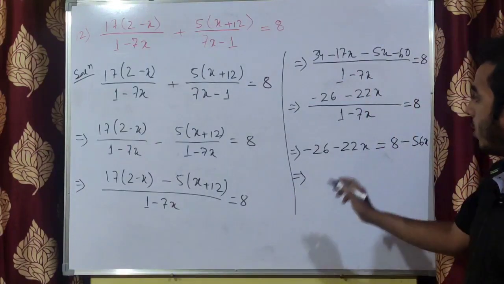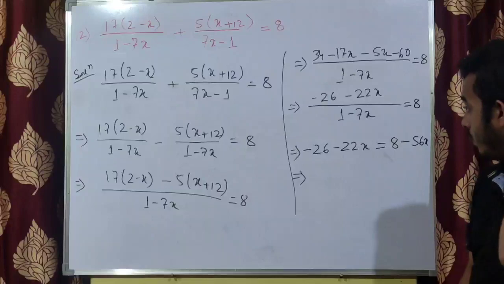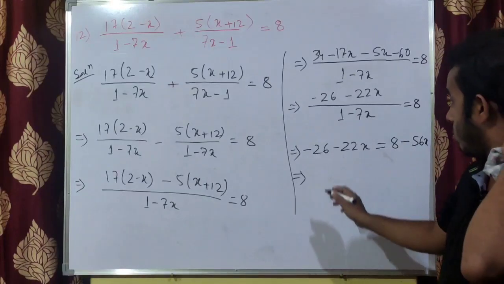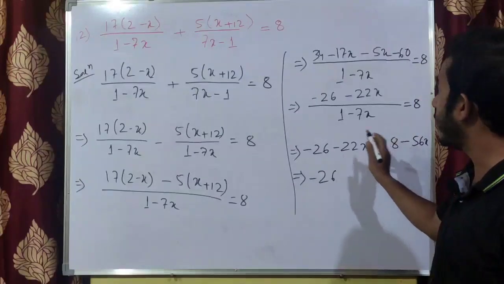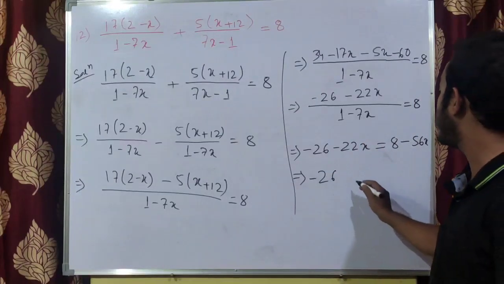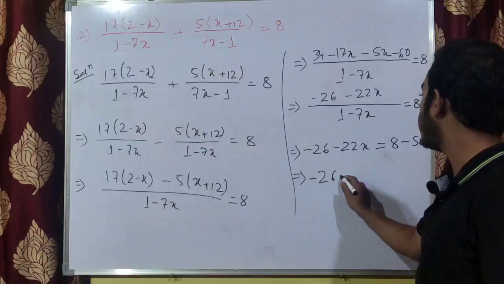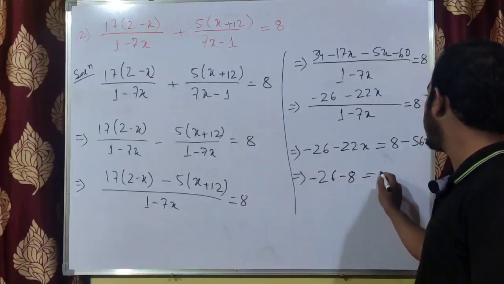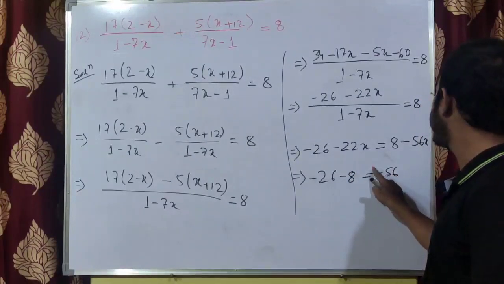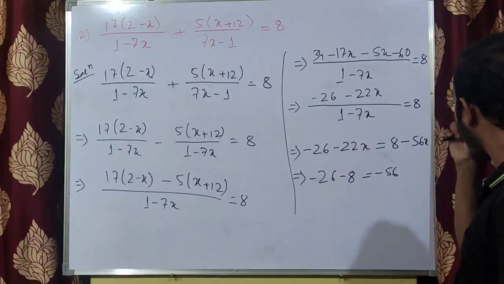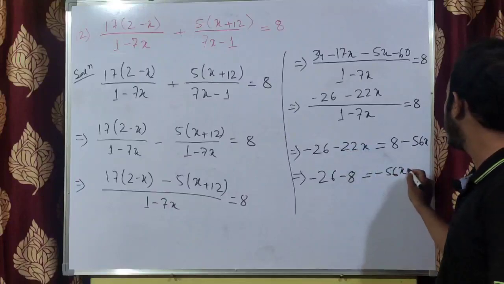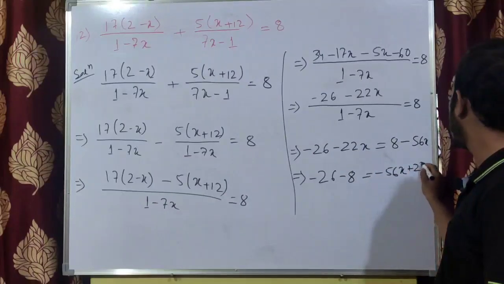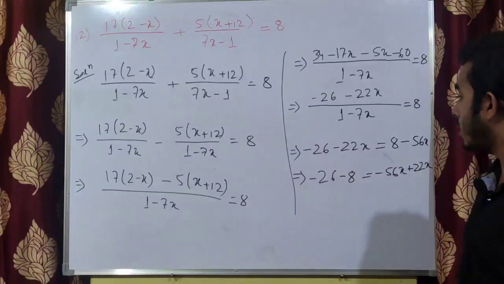So now we will take the constant to one side and the variables to the other side. So minus 26, and as it is plus, if we change the side, it will be minus. So it will be minus 26 minus 8 equals minus 56x, then plus 22x, right?